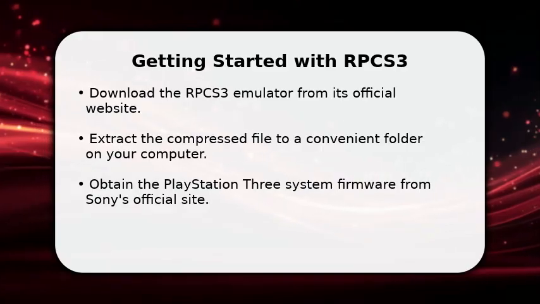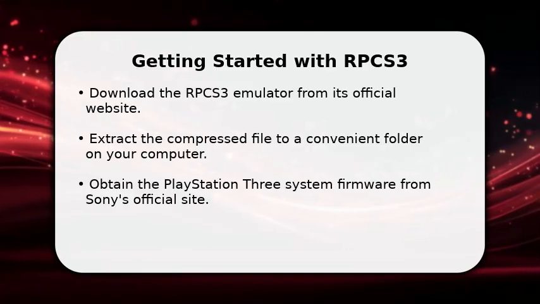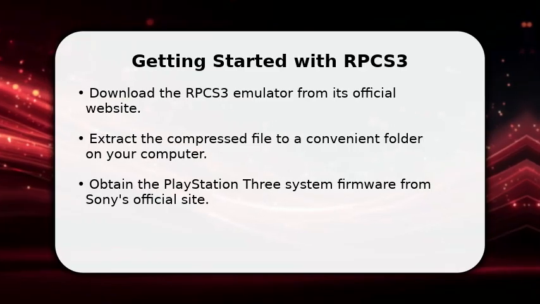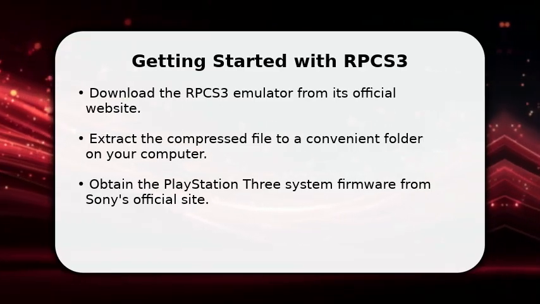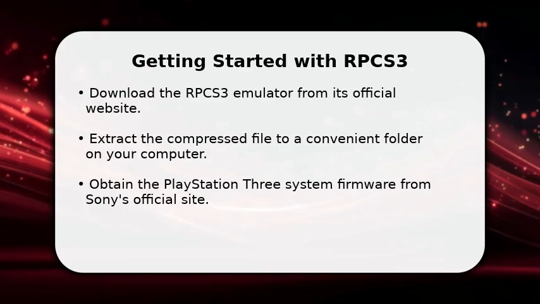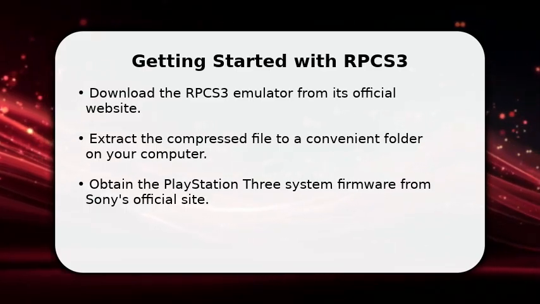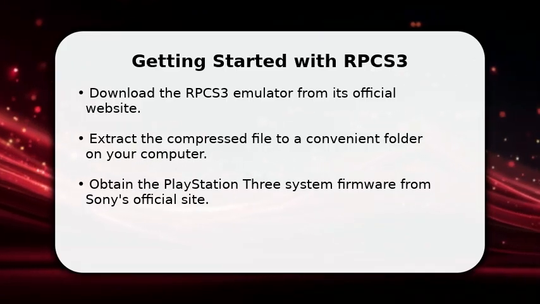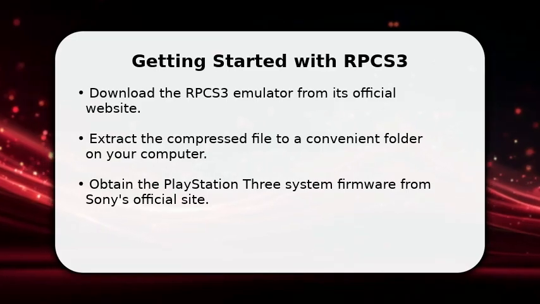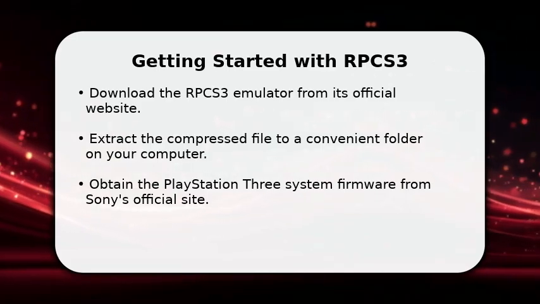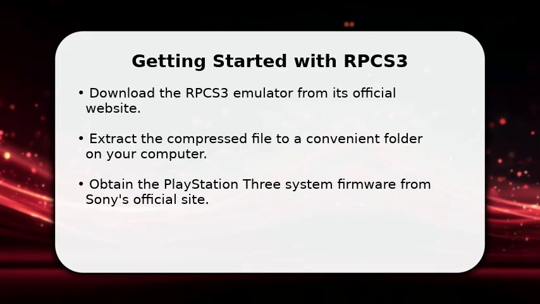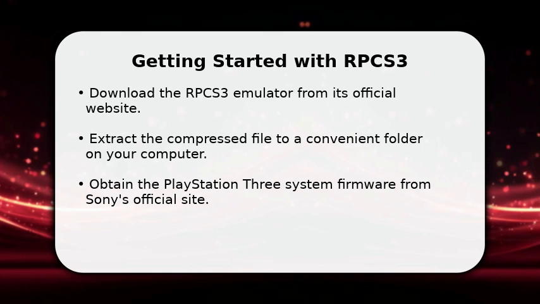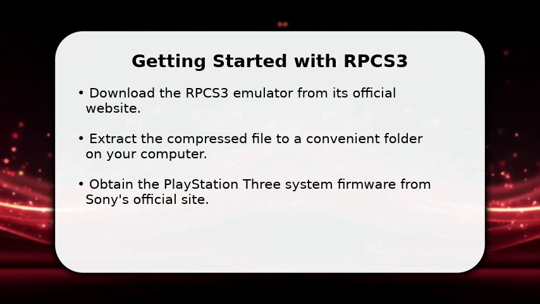In this video, I will explain how to play Skate 3 on RPCS3. First, you will need to download the RPCS3 emulator from its official website. Once downloaded, extract the compressed file to a folder of your choice. Next, it is crucial to acquire the PlayStation 3 system firmware directly from Sony's official support page. After downloading, open RPCS3, navigate to the File menu, and select Install Firmware to complete this essential step. This prepares your emulator for game playback.